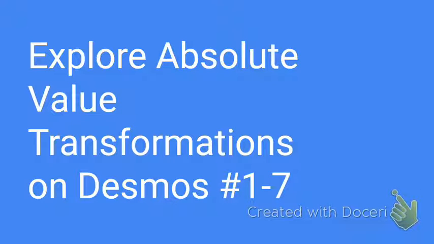You're going to explore the absolute value function and the transformations on the Desmos graph, and you're going to complete 1 through 7. It's going to guide you through how to use it. So I want 1 Chromebook per pair of partners, because there's 4 of you. So get out a Chromebook. I've got the URL there. Type it in. Let's get started.